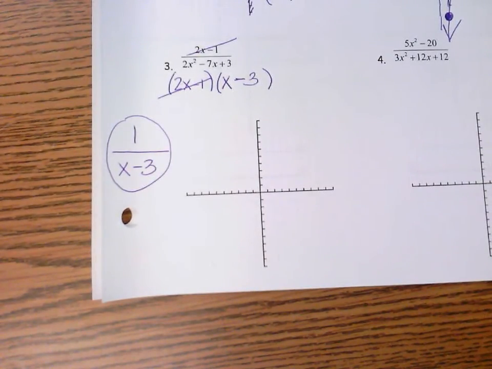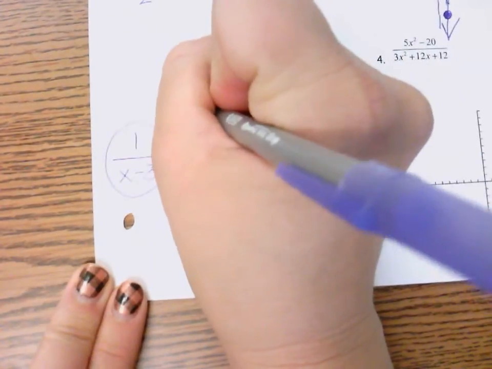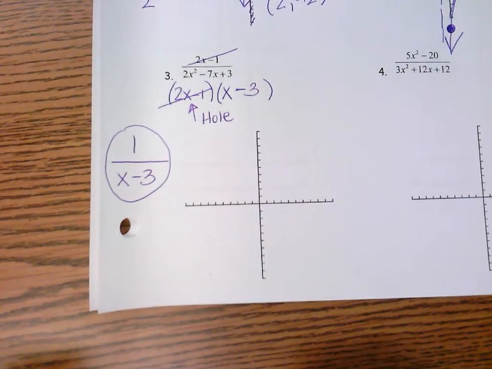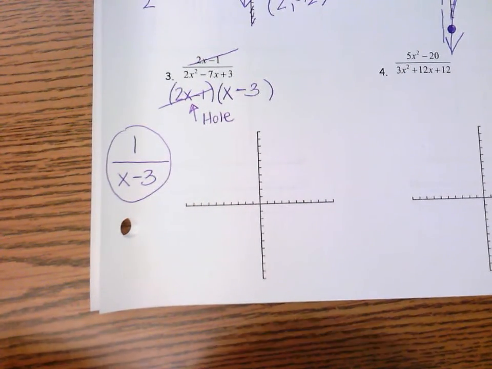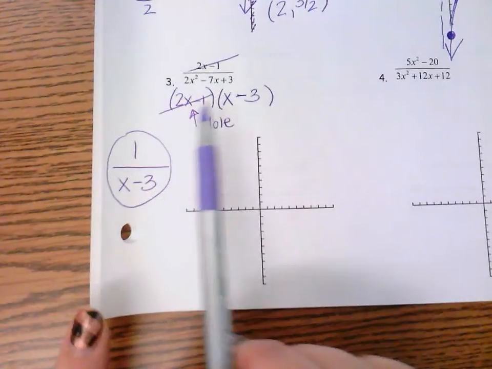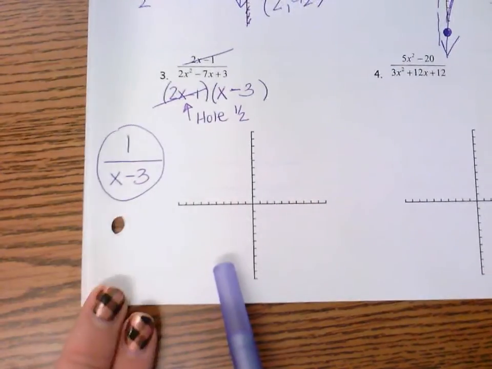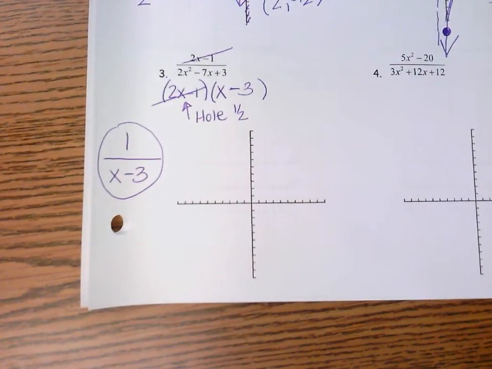So let's go through and answer the questions. Where's my hole going to be, by the way? If 2x minus 1 was a factor, what number when I plug it in would have given me 0? So if I set 2x minus 1 equal to 0, what would I get for x? 1/2, because I would add 1 to the other side and divide by 2. So I'm going to have a hole at 1/2. I'm just going to remember that for the end.